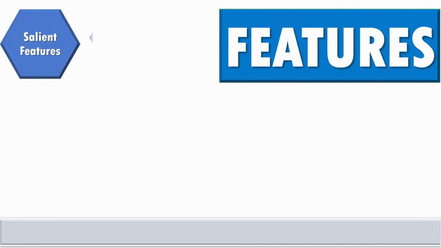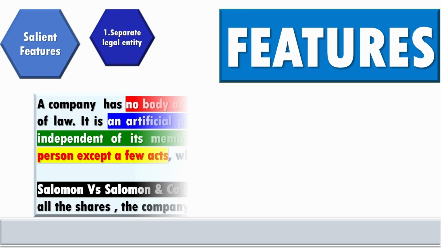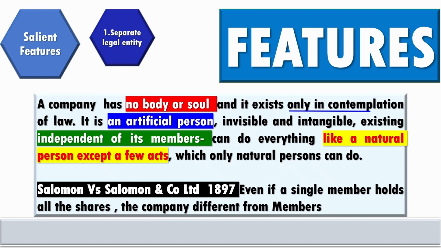An incorporated company has certain unique features. The first feature is it is a separate legal entity. It's an artificial person existing in the eyes of law and can do everything like a natural person except a few acts like singing, dancing, painting, etc.